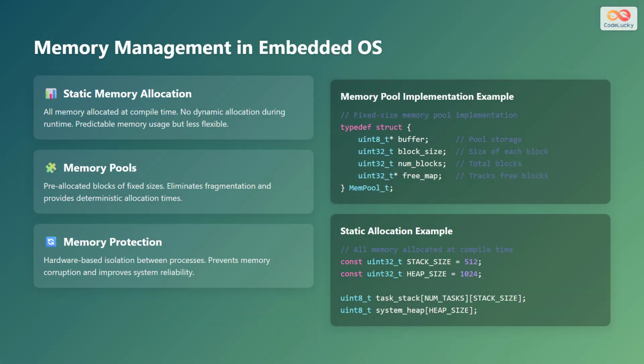Memory management in embedded operating systems involves several techniques tailored for resource-constrained environments. First, static memory allocation. All memory is allocated at compile time with no dynamic allocation during runtime. This provides predictable memory usage but less flexibility. Second, memory pools. Pre-allocated blocks of fixed sizes eliminate fragmentation and provide deterministic allocation times. Third, memory protection. Hardware-based isolation between processes prevents memory corruption and improves system reliability. Here are some examples of memory pool implementation and static allocation in embedded operating systems.